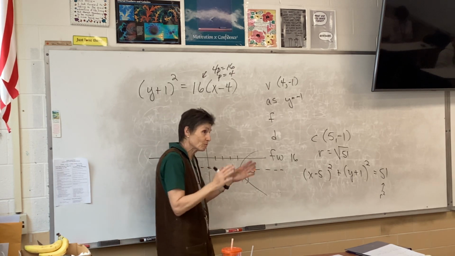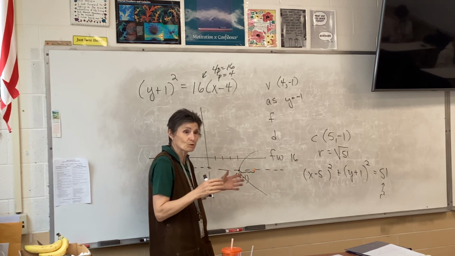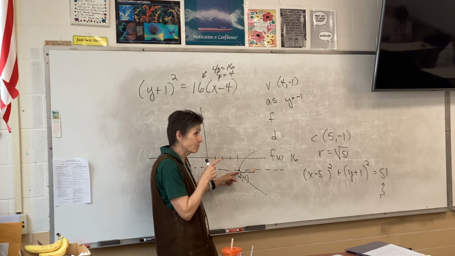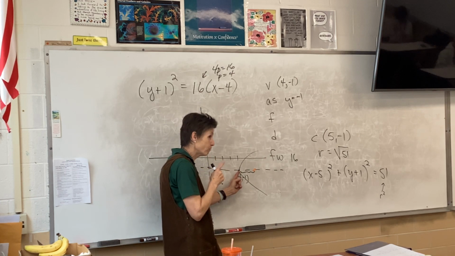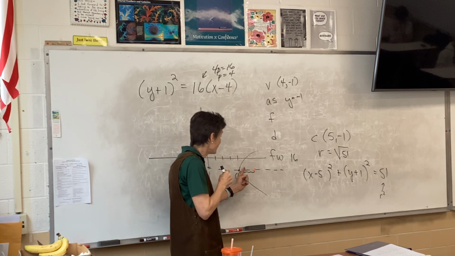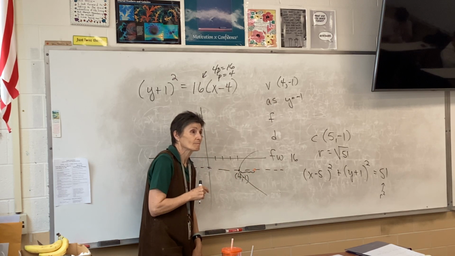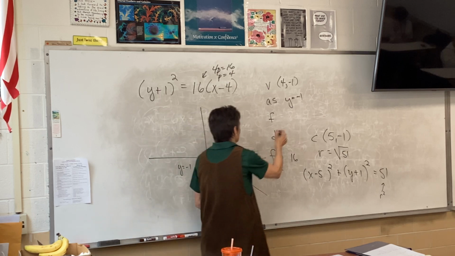So you're gonna have graph paper, I realize you don't now because we're just reviewing. Maybe you found some, I don't know. But if we start at 4, right here, 4, -1, and we go over 1, 2, 3, 4, where are we gonna be? 8, -1.